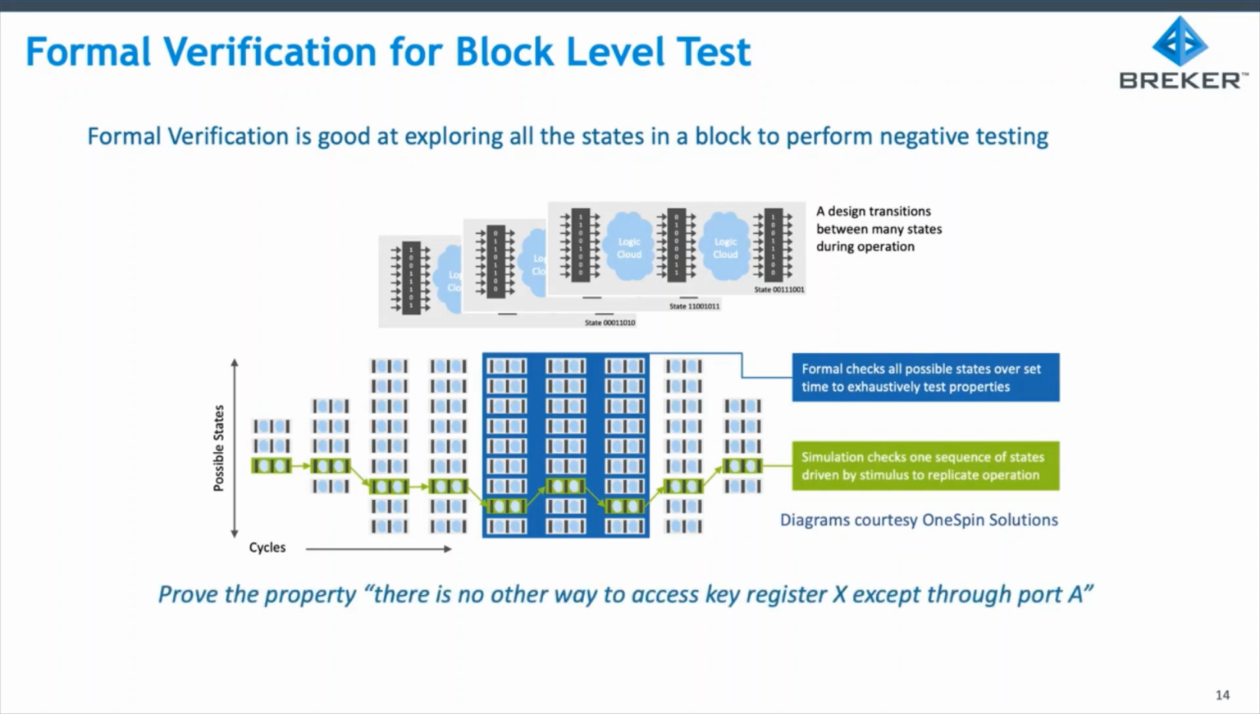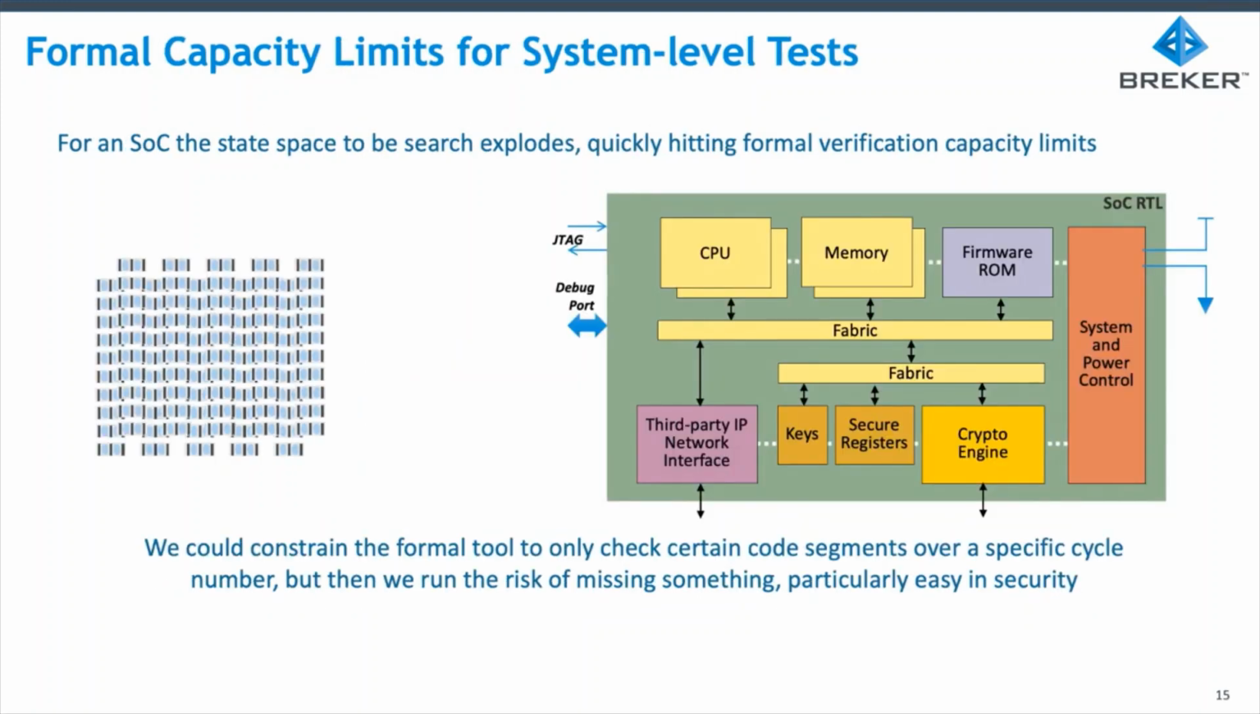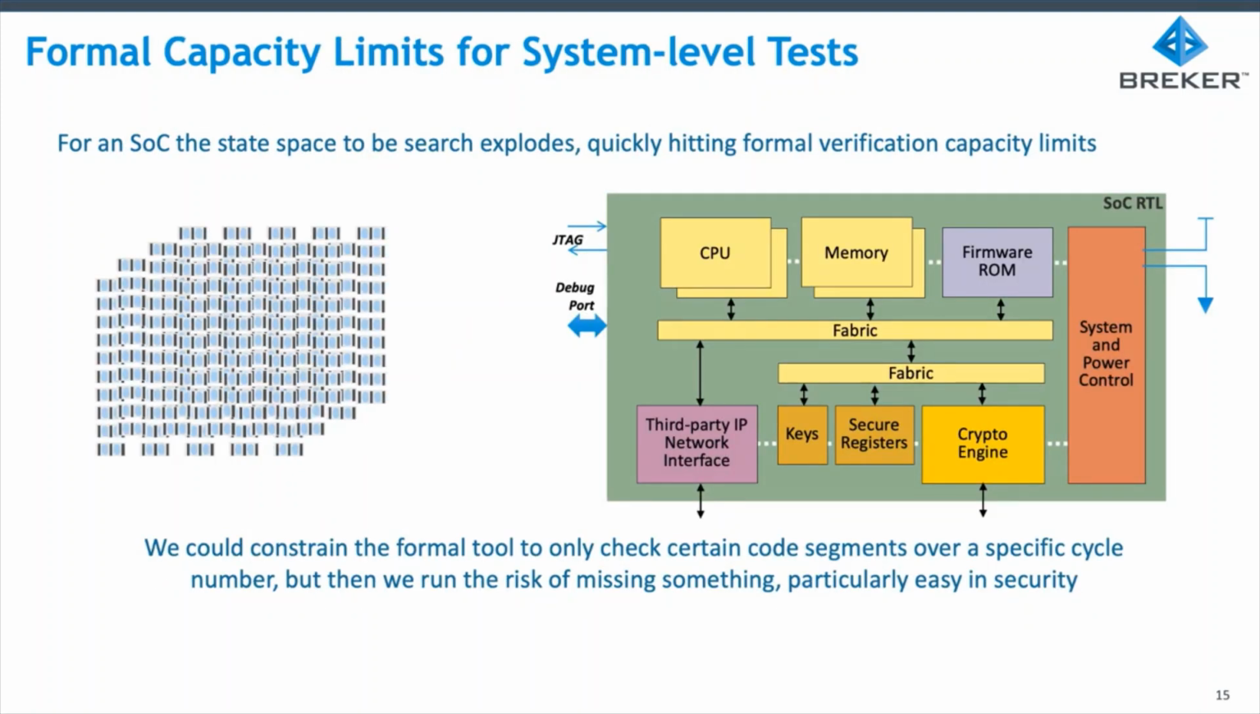And what you're able to do is essentially ask questions of the tool. So in this case, we would ask the question, is there any way to access this protected key except through the port and the crypto engine? And the formal tool can go off and explore the entire state space and figure out if indeed that's true. So at the block level, formal verification provides a very effective way of handling this problem.